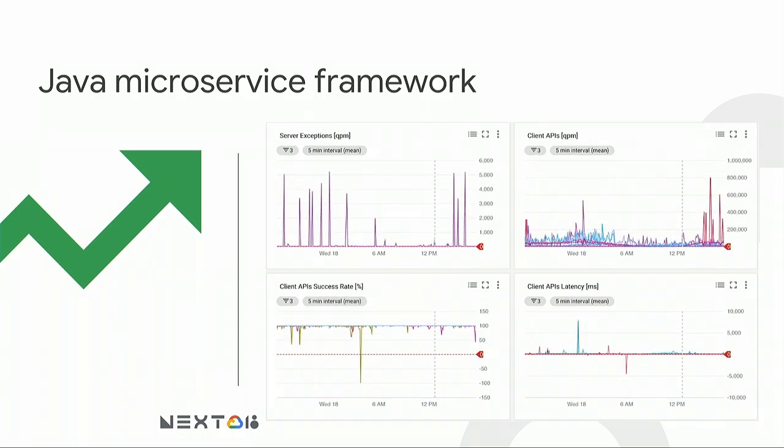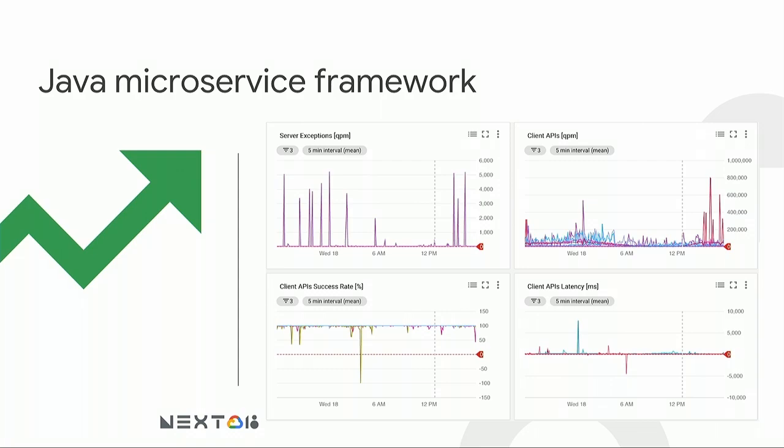The next set of widgets are the server exceptions. Now, this is from the application log. With those modules included inside the Java framework, we collect all the errors from the log, and we export them as a graph in StackDriver. So I can see from the same dashboard how the application is performing.